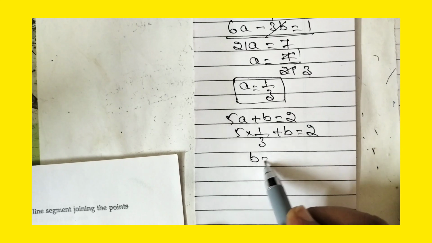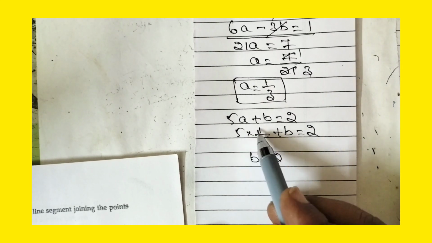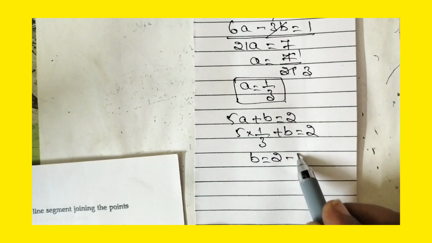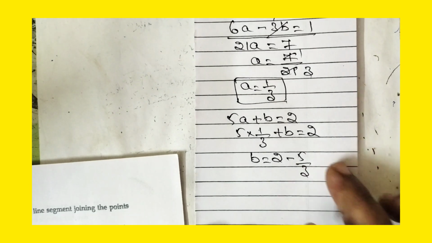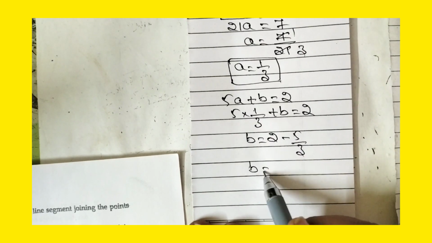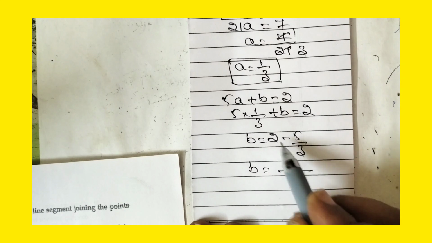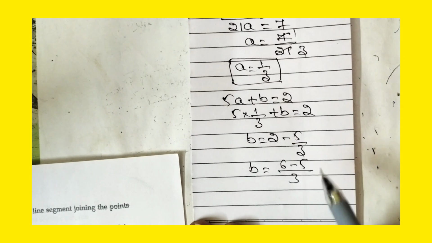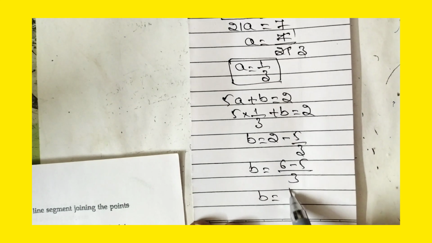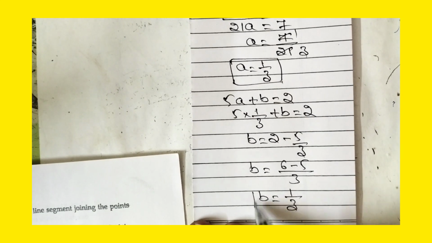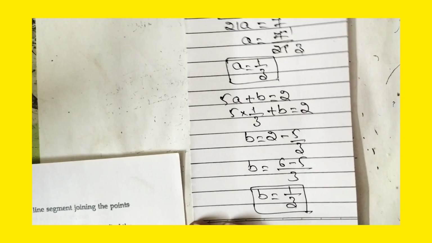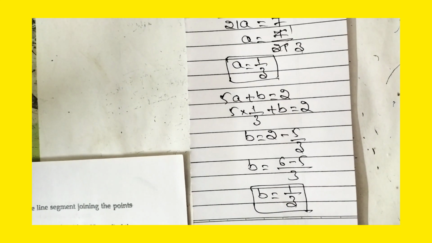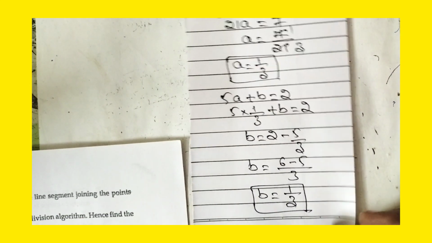So b is equal to 2. 5 ones are 5, plus 5 by 3 becomes minus 5 by 3. So b is equal to 3 LCM. 3 2s are 6 minus 5. So b is equal to 1 by 3. So a is equal to 1 by 3 and b is also 1 by 3. Both a and b are equal.